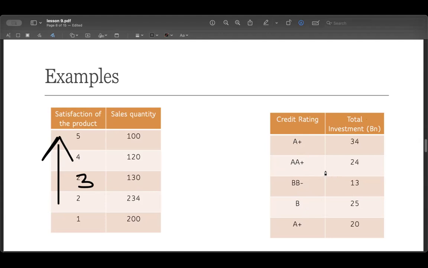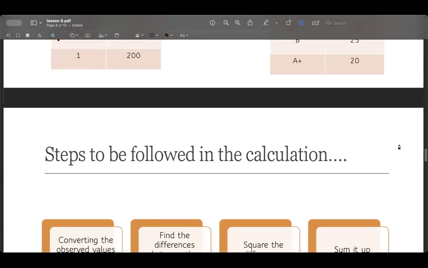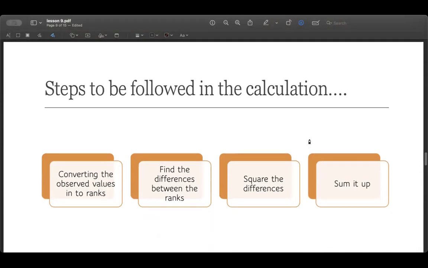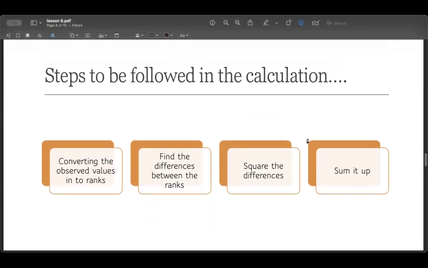For all these credit ratings, we have the total investments bins as well, like this. Okay. Now, what do we have? Steps to be followed in the calculations. What are the steps we need to follow during our calculations?